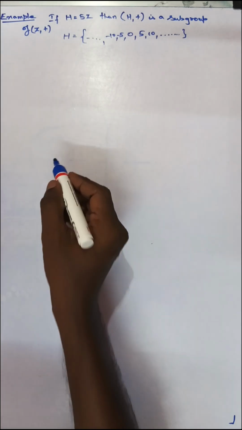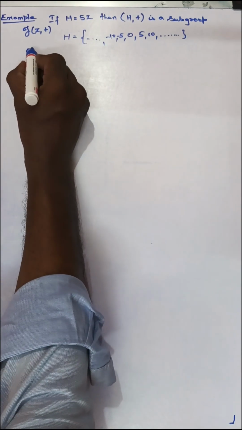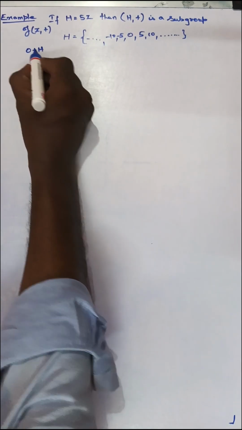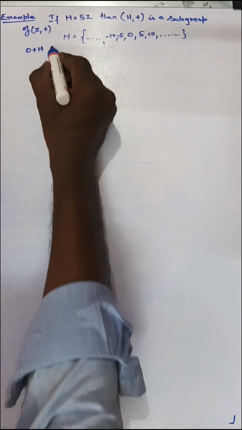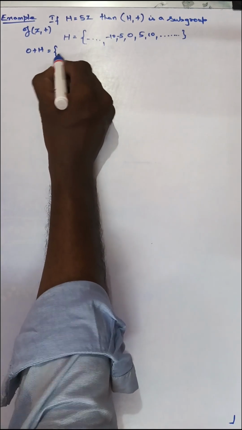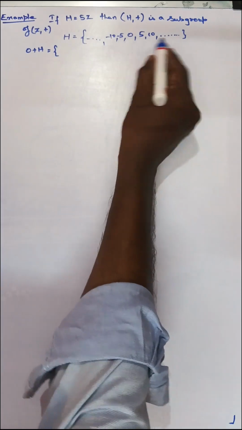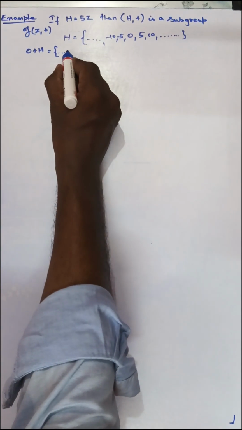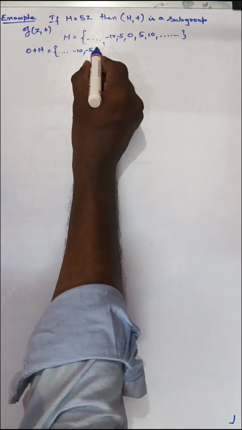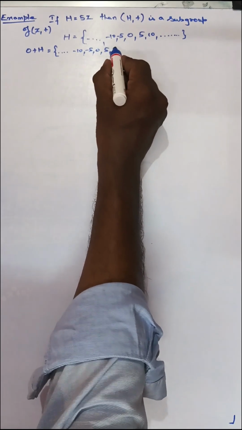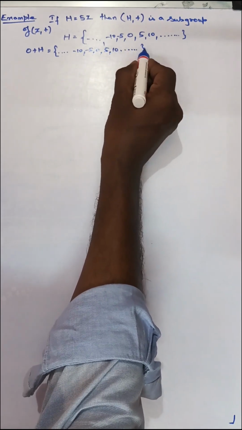Left cosets of this. So first we consider 0 plus H. The left coset is what we get if we add 0 with all these elements. You're going to have the same elements, so that is going to be minus 10, minus 5, 0, 5, 10, up to etc.